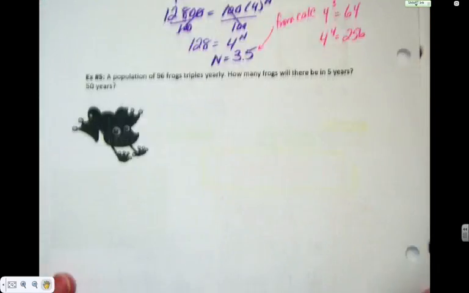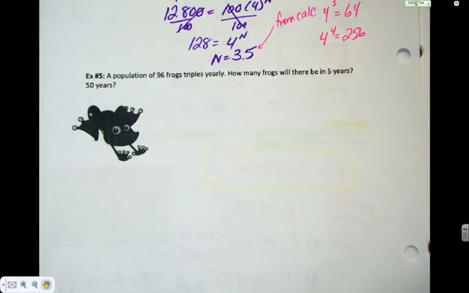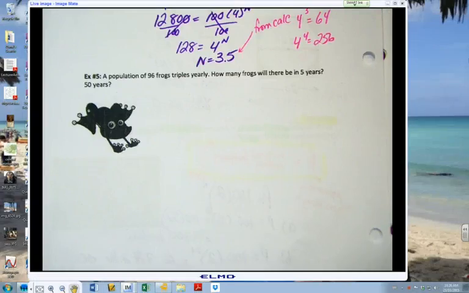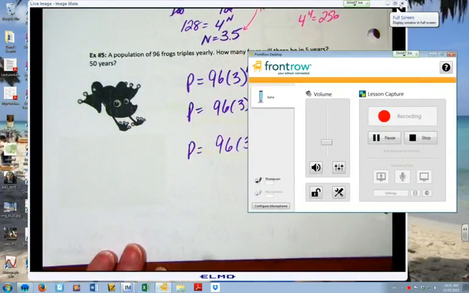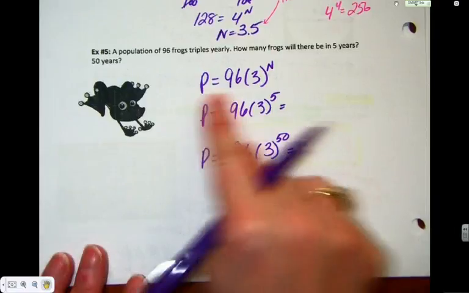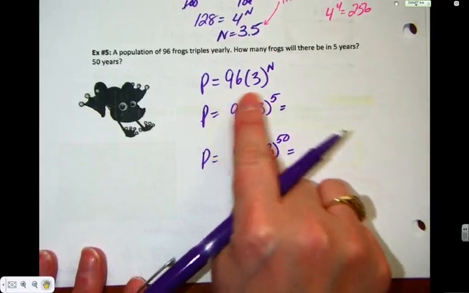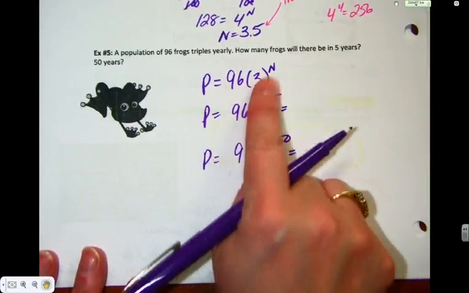Last one, find a smart friend. I'll give you about 3 minutes to do it together. How many people set up the formula correctly? Okay, so 96 times 3 to the n.